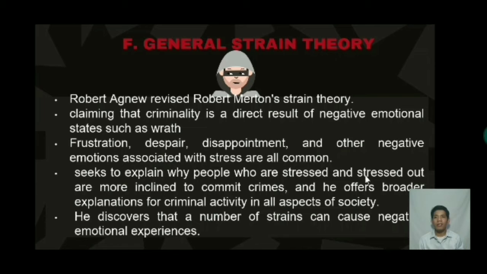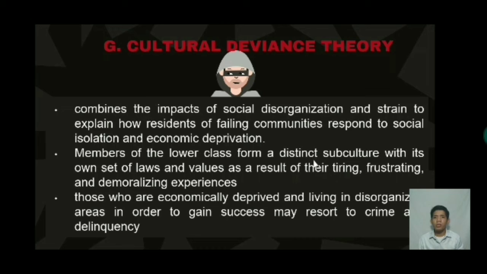So next we have general strain theory. Robert Agnew revised Robert Merton's strain theory, claiming that criminality is a direct result of negative emotional states such as wrath, frustration, despair, disappointment, and other negative emotions associated with stress. It seeks to explain why people who are stressed out are more inclined to commit crimes, and he offers a broader explanation for criminal activity in all aspects of society. He discovers that a number of strains can cause negative emotional experiences. So, a person can commit a crime or think to do unnecessary things because of his emotional state, particularly negative thoughts. They are prone to do a crime. So that's the meaning of general strain theory proposed by Robert A. Agnew. And the next is cultural deviance theory.